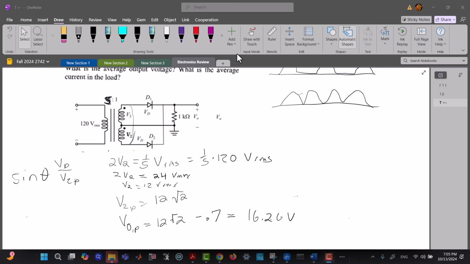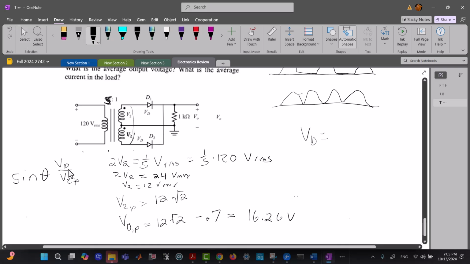So now we want to find the displacement angle between the output and the secondary voltage of the transformer. So we can write that VD equals V2P sine theta, or sine theta equals VD over V2P, or theta equals the inverse sine of VD over V2P, or theta equals the inverse sine of 0.7 over 12 times the square root of 2.